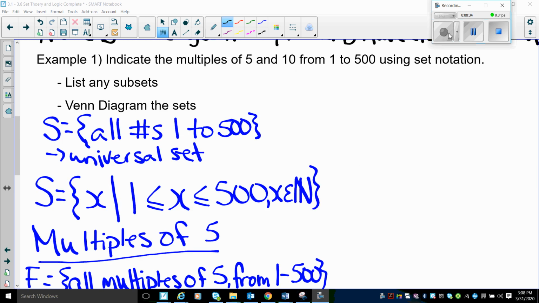Looking at example 1, it says indicate the multiples of 5 and 10 from 1 to 500 using set notation. List any subsets and then diagram the sets. Whenever you do this, you have to talk about the universal set. That's the wider, bigger picture of what everything else belongs in. For our particular example, and you get to pick what letter you want, I used S for the universal set. Sometimes they use U for universal, but I used S. And in words, it's okay to describe in words as well, what my universal set is. My universal set in this example would be all numbers from 1 to 500, because those are the restrictions the question gave me.